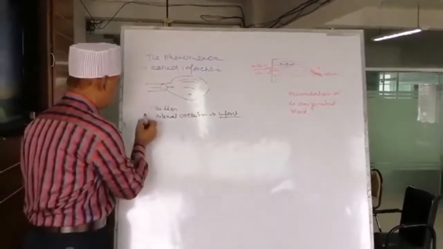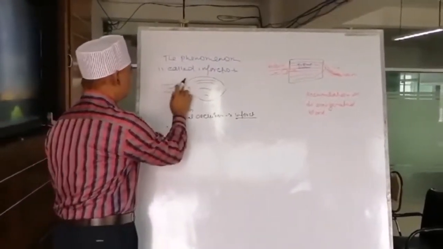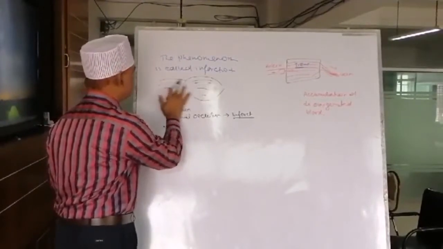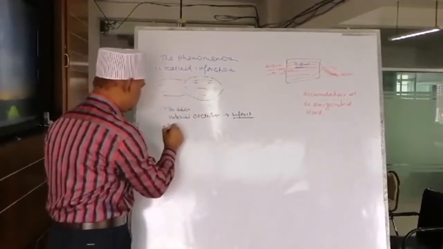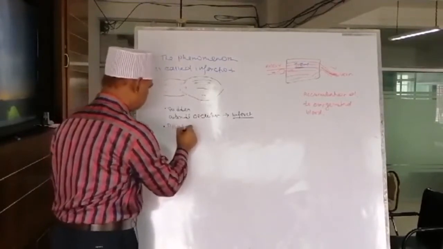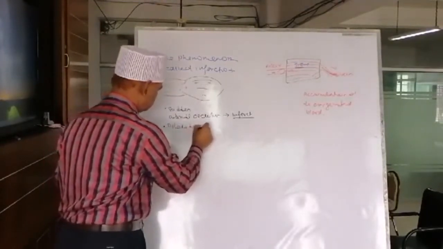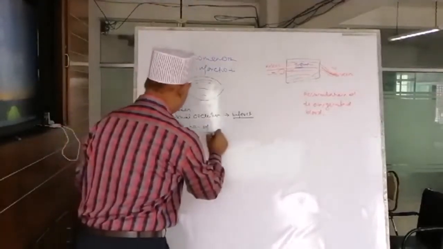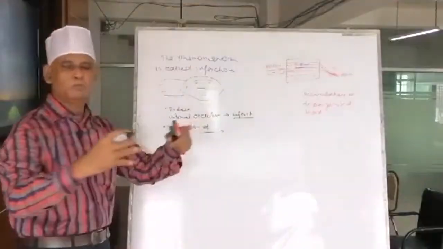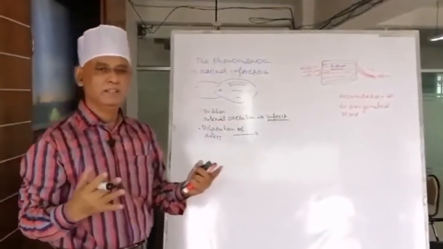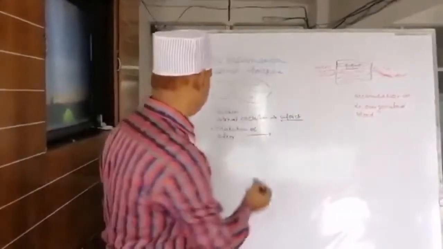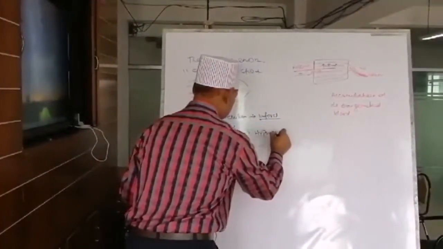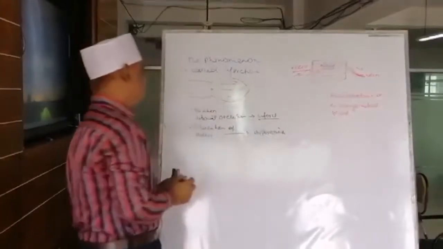If there is dilatation of the arteriole, what will happen? Dilatation of the arteriole, there will be increased blood flow in the tissue, and this increased blood flow in the tissue is called hyperemia.